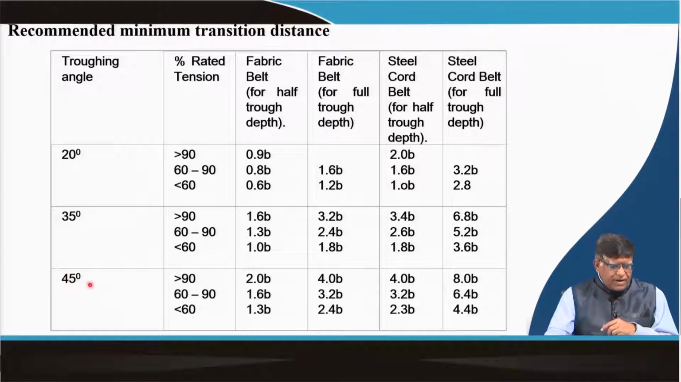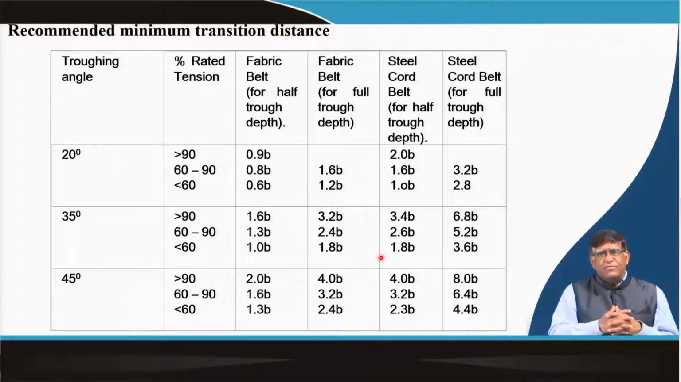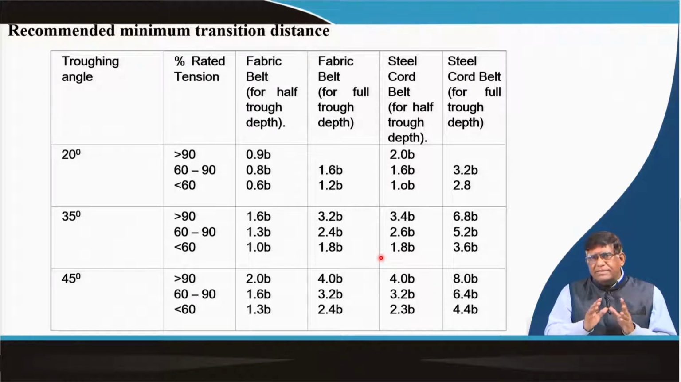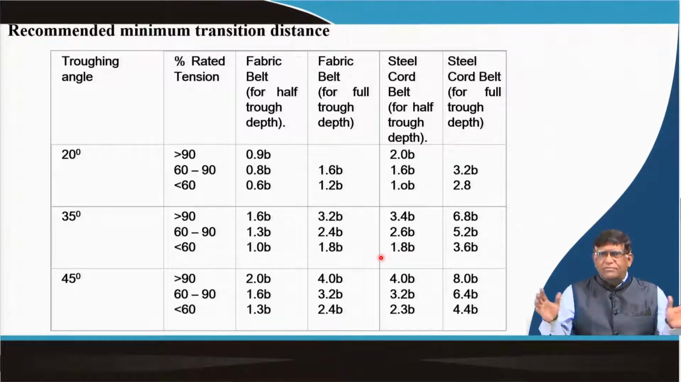If you are having 45 degrees there, the troughing distance for a fabric belt or a steel cord belt depends on the rated tension percentage, and you will get about twice the belt width. So, this type of table is available. The Conveyor Equipment Manufacturers Association, CEMA, publishes a handbook. You should try to see the CEMA handbook of conveyor belts on the net. You will get a whole lot of information.